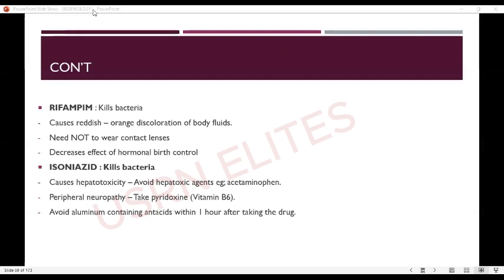So isoniazid, don't take paracetamol. It causes hepatotoxicity, right? Peripheral neuropathy. So take what? Pyridoxine or vitamin B6 and avoid antacids.